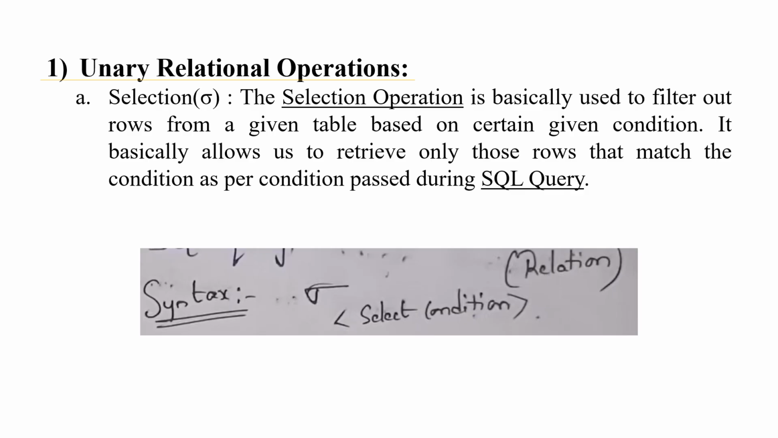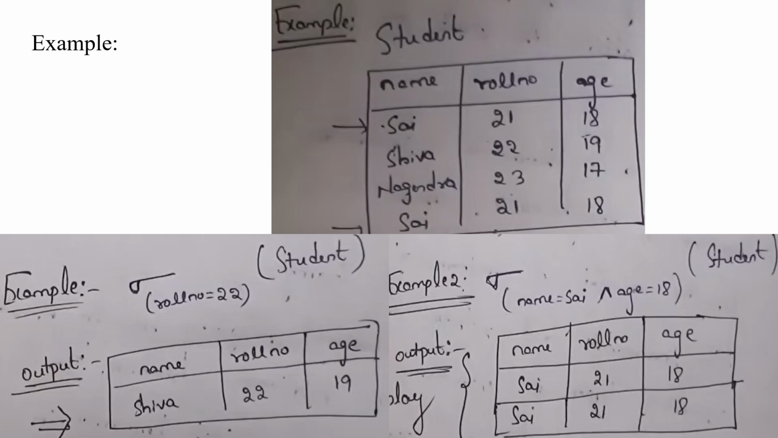Now let us clearly understand with an example. Let us consider a relation or a table named student. It consists of different attributes like name, roll number and age. Now if you want to retrieve the entire record or row whose roll number is 22, observe the bottom leftmost picture. The syntax is sigma followed by roll number equal to 22 from student. Then it retrieves the entire row of the record of this table.